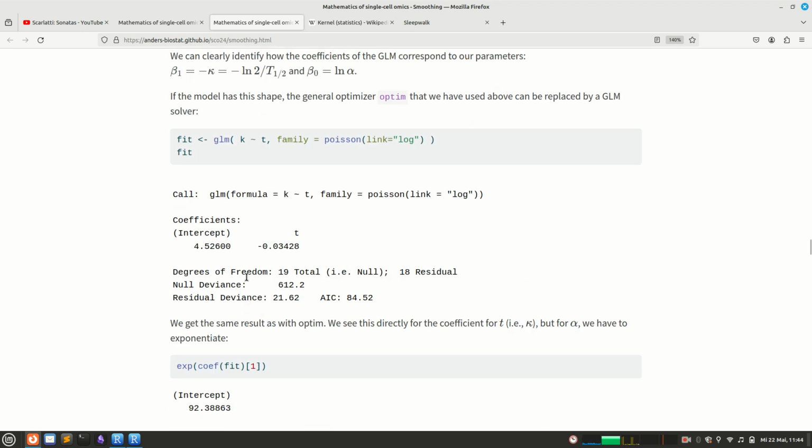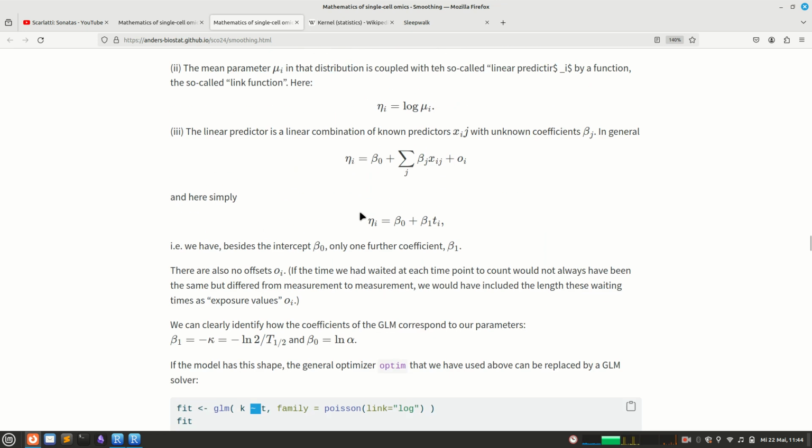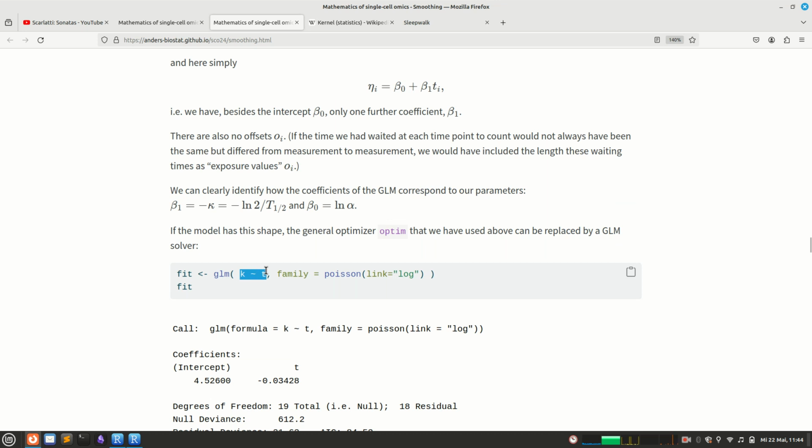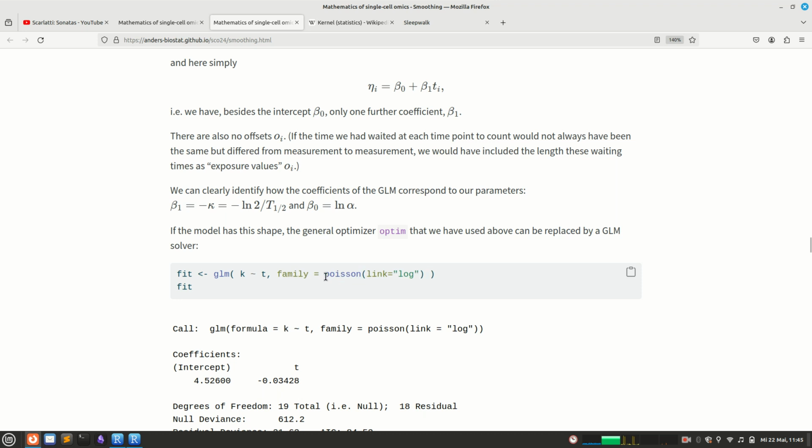So have I done this before? Here I say regress K on T. K on T means make a simple linear predictor which has only a constant term and a term proportional to T. R always automatically adds a constant term whenever you write a formula like this. And assume that the likelihood is given by the Poisson, and the link between the Poisson's mean parameter and the prediction of this linear term is given by the log. This is what's meant here by using the Poisson family with link log.